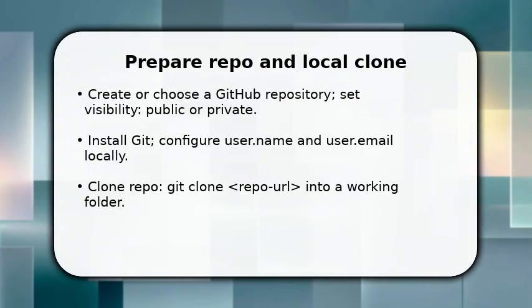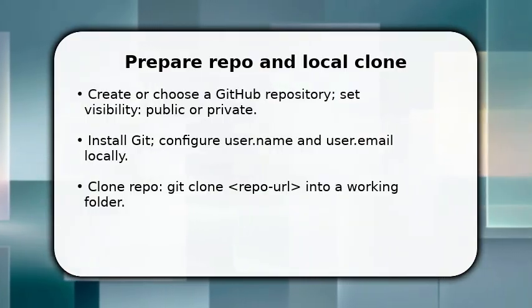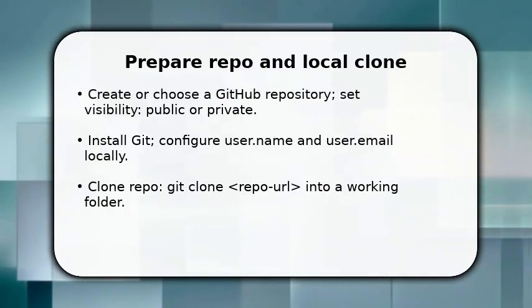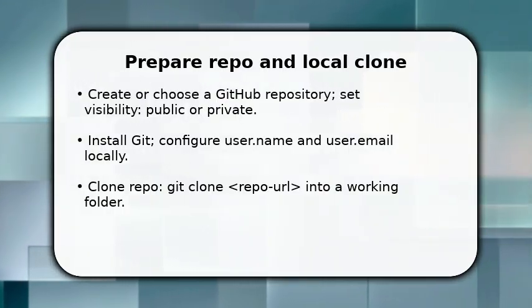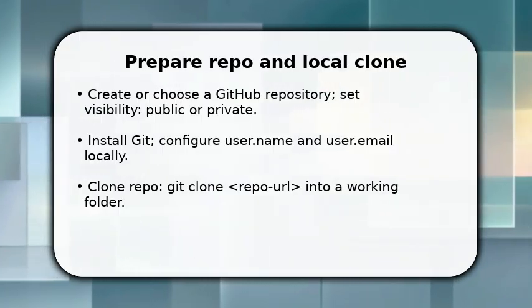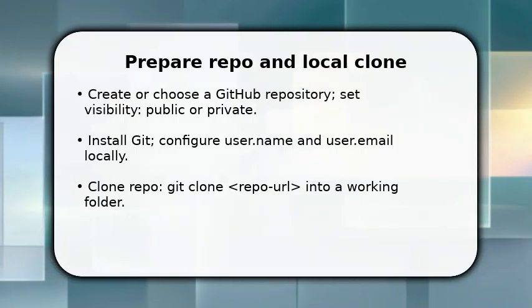You'll start by ensuring the repository exists and your local Git identity is set. This avoids commit attribution issues. Once done, clone the repository to a working folder so you can add files. Make sure to pick public versus private intentionally for access control.